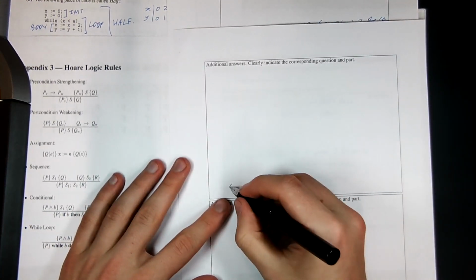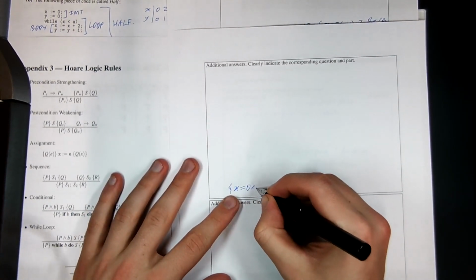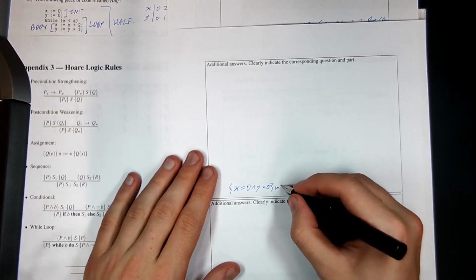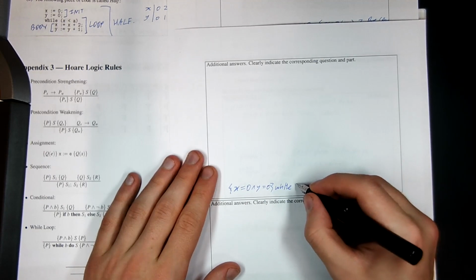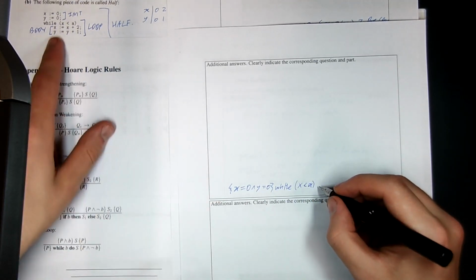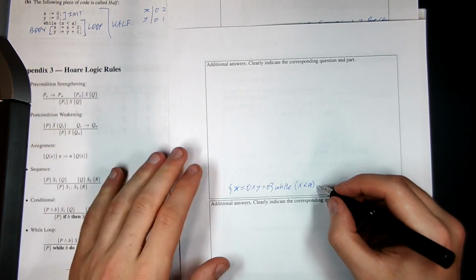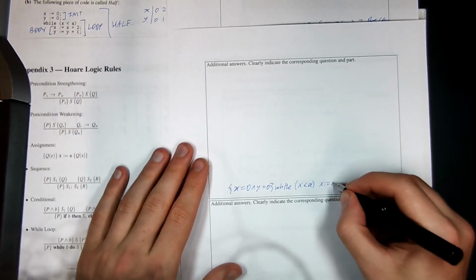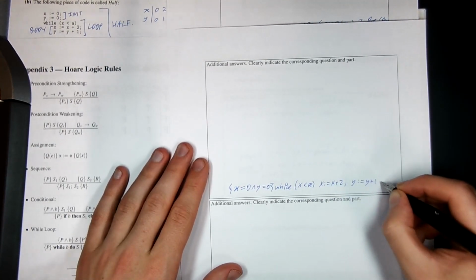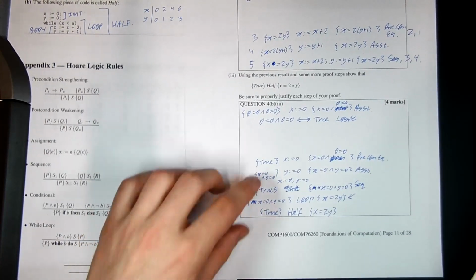So x equals 0 and y equals 0. And what's loop? Loop is all that stuff. While x less than a, increase x by 2, increase y by 1. x is assigned to be x plus 2, y is assigned to be y plus 1. Actually, I don't need an additional section for this because I can reuse this proof up here.